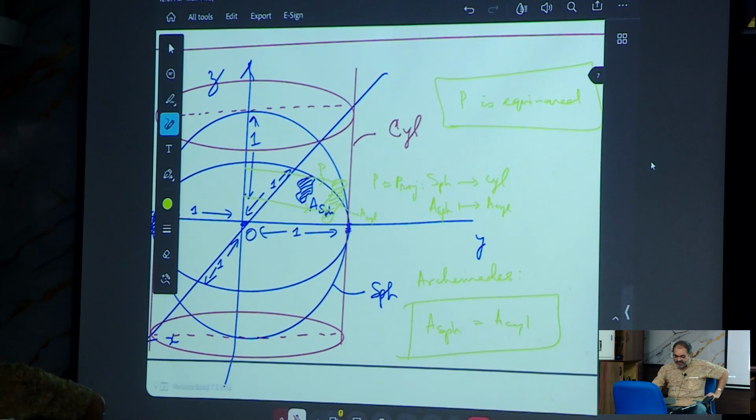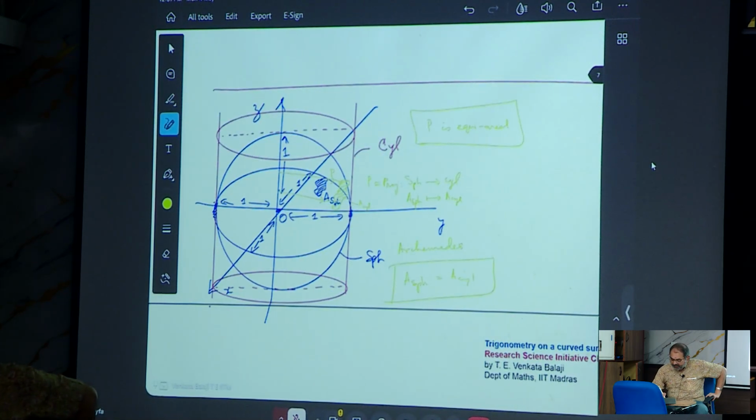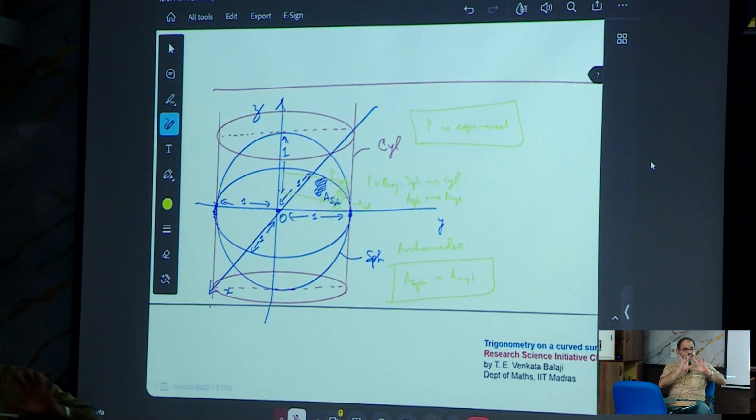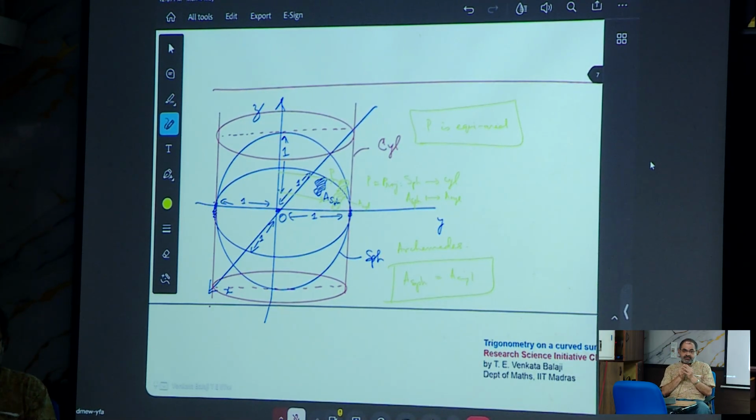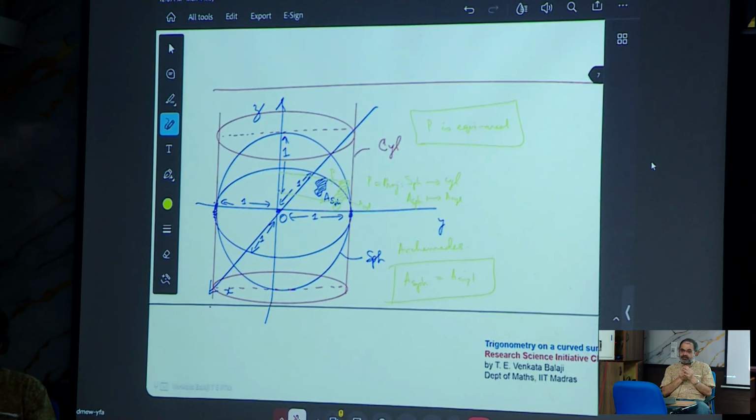Okay. So for example, you can check if you take the full area of the sphere. What is the area of the sphere? It's 4 pi r squared, right? So r is 1, so it's 4 pi. So that's the area of the sphere. If I project it onto the cylinder, I'll get the whole cylinder. What is the area of the cylinder? The height is 2, right? And what is the circumference? Circumference is 2 pi. So it's 2 pi into 2, it's 4 pi. So the full area of the sphere projects to the full area of the cylinder.